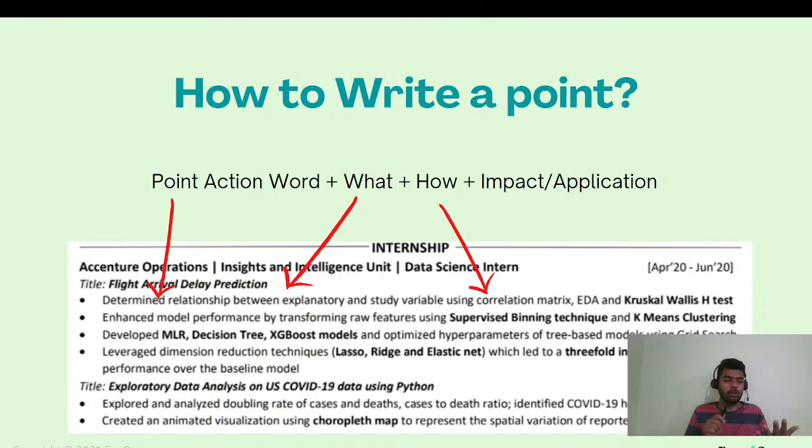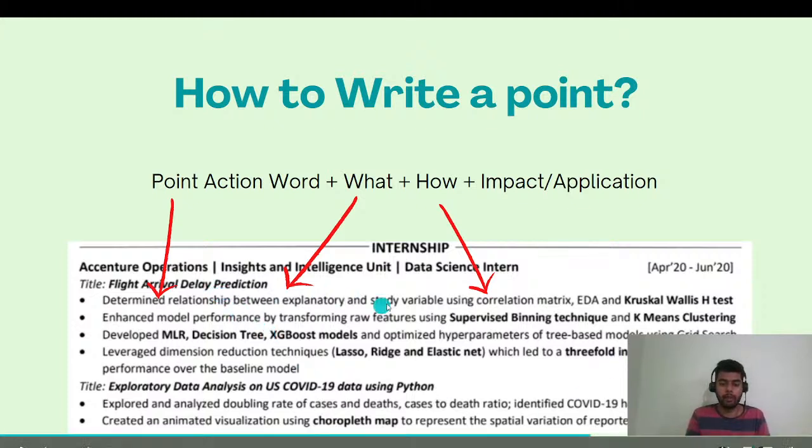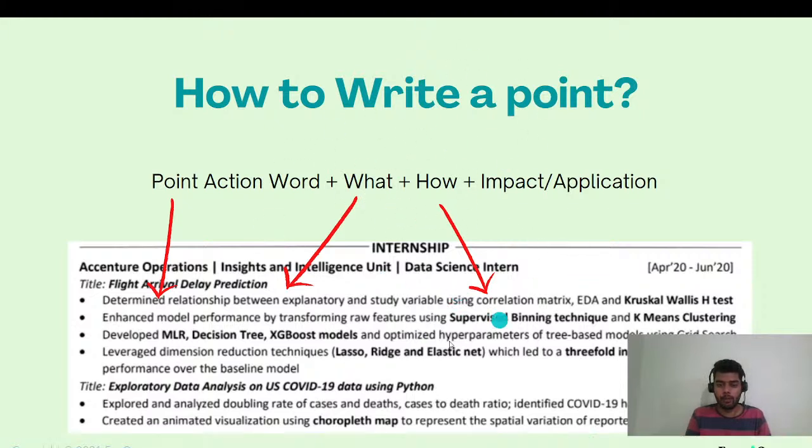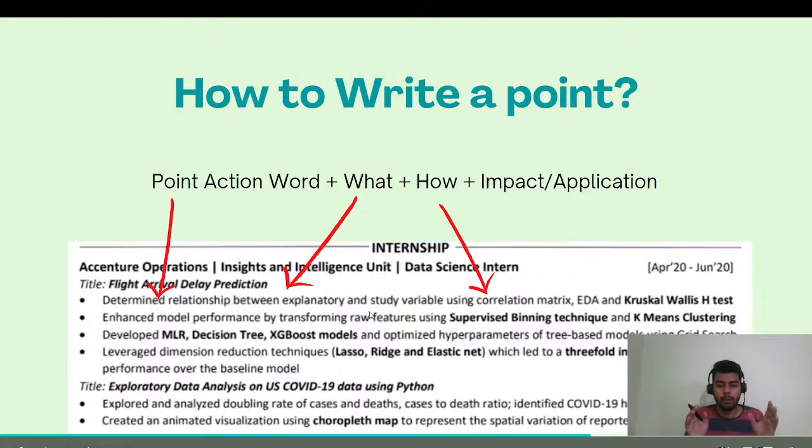Sometimes you may also have increased the accuracy using some particular method. Sometimes you may have also designed a web application for deploying your machine learning model. So these are all the impact and application of this particular thing. Whenever you are making a point, you have to do it two ways. First, there is always going to be an action keyword, and the second is that the action keyword should be associated with what you have done, and that will be answered in this point. Sometimes it will also be about how you have done it, or about impact or application.